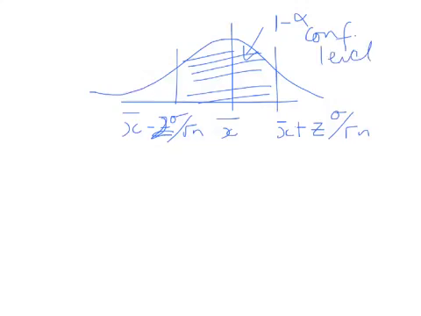However, the area in red would now be alpha over 2. Why? Because what's left is alpha. If we remove the center part, which is 1 minus alpha, what's left is alpha, but alpha is divided between the two tails. And so therefore, this is alpha over 2 in each of those tails.